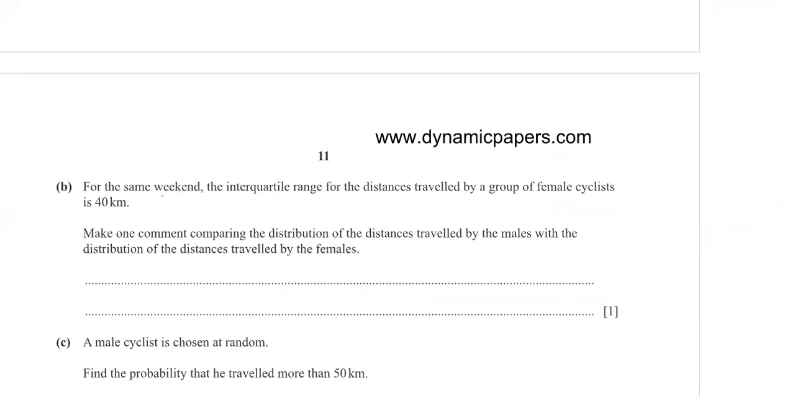For the same weekend, the interquartile range for the distances traveled by a group of female cyclists is 40 kilometers. This is the interquartile range for the female cyclists, which is 40 kilometers. Make one comment comparing the distribution of the distances traveled by the male with the distribution of the distances traveled by the female. We have to compare them on the basis of interquartile range.